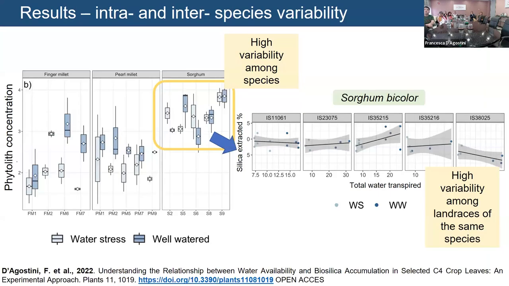So let's go to the results we collected. The first thing that was evident from the very beginning was the fact that both biosilica and phytolith concentration were actually related to each other. So for the discussion we had before between phytoliths and biosilica deposits in plants, the first thing we could see was a high variability both among species, but also analyzing the different landraces separately. We also saw huge intra-species variability, both in terms of amount of biosilica deposit and the relation these landraces had with transpiration.